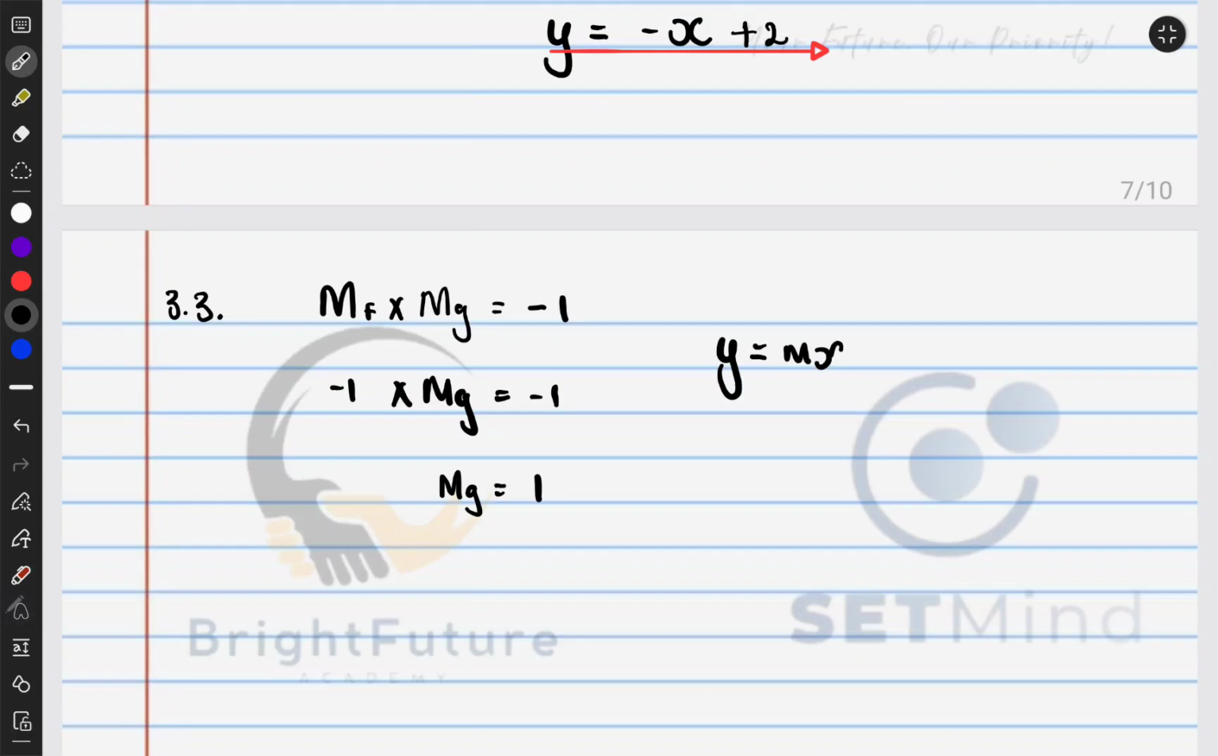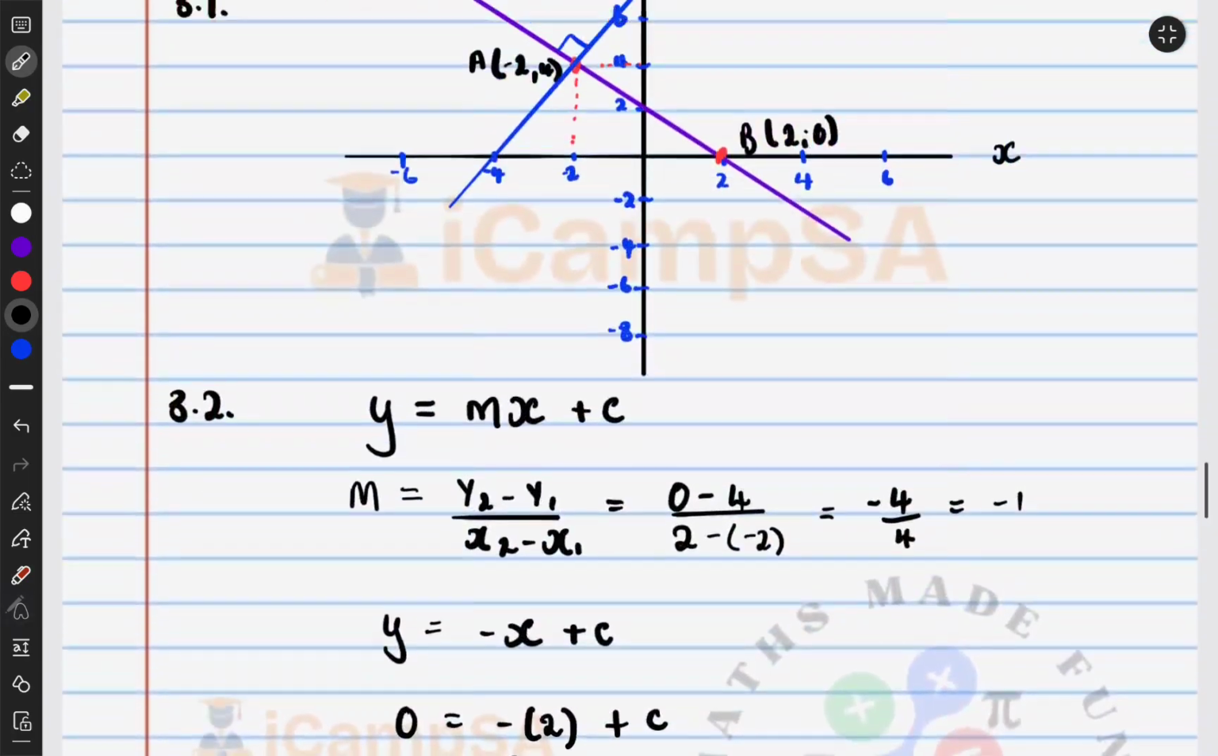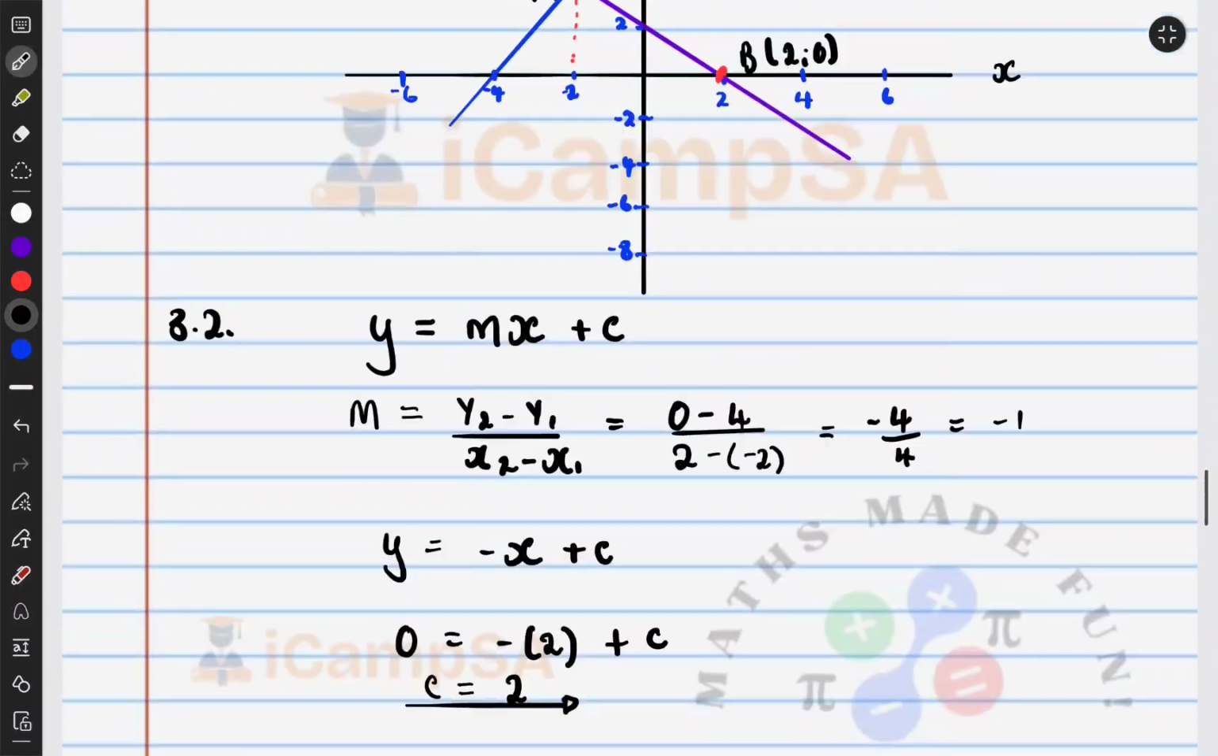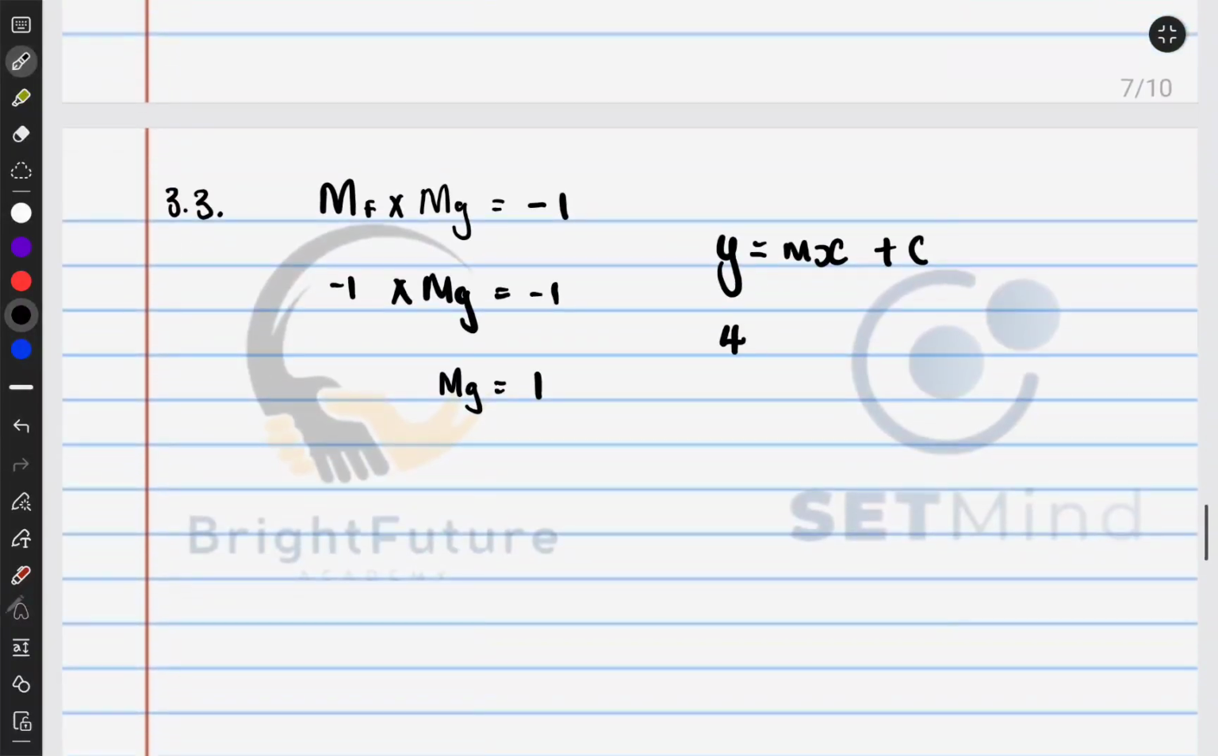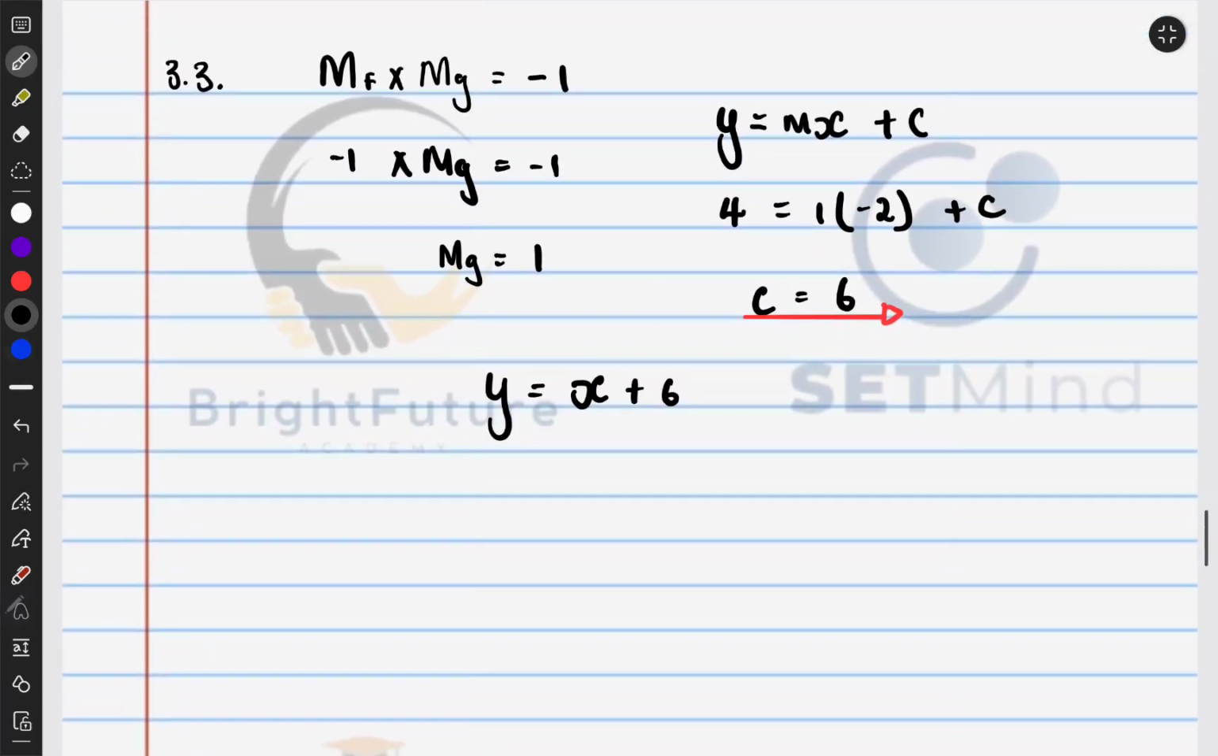And then we come here to a straight line equation, y is equal to mx plus c. Let's find the value of c. We know that the line g passes through the point A, which is (-2, 4). We can use that: 4 is equal to the gradient 1 times the x, which is -2, plus c. Therefore, c is equal to 6, which would make the equation of g y is equal to x plus 6.